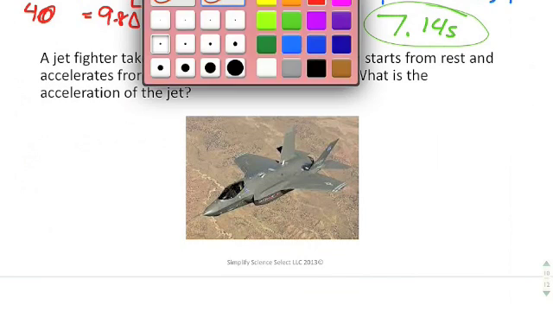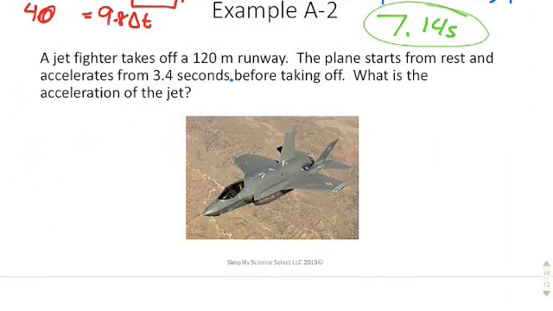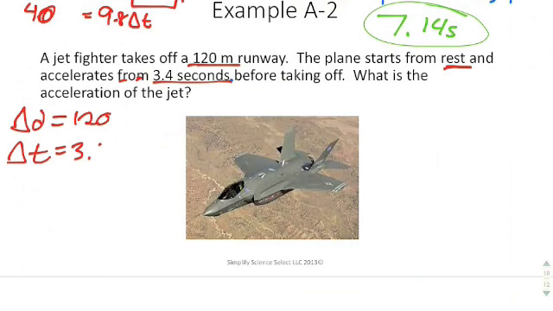Okay, on this next question, we see a jet fighter takes off from a 120-meter runway. It says the plane starts from rest and accelerates for 3.4 seconds before taking off. What is the acceleration of the jet? So now you would say, okay, delta d equals 120, delta t equals 3.4, and we know the initial velocity is 0. So now we want to know what the acceleration of the jet is.